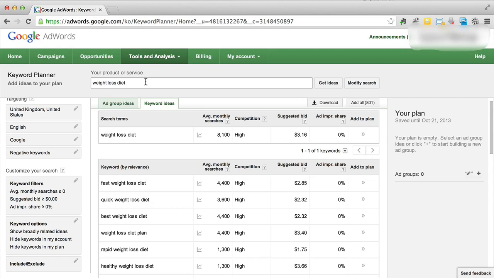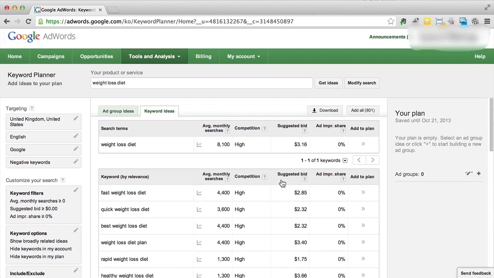Now, because it's the weight loss diet niche, we don't really need Google to tell us that. We already know that. But this is a great thing to do with some other niches you may not be as sure of, as to whether they're really profitable and if people are spending money to advertise. So that's one way to find out if a niche is profitable. Here's what else you can do.